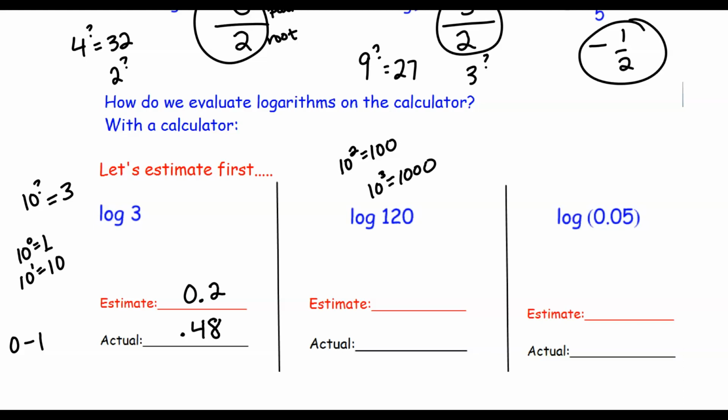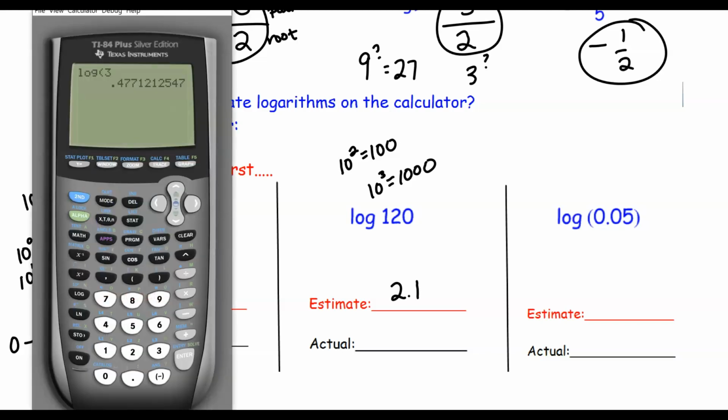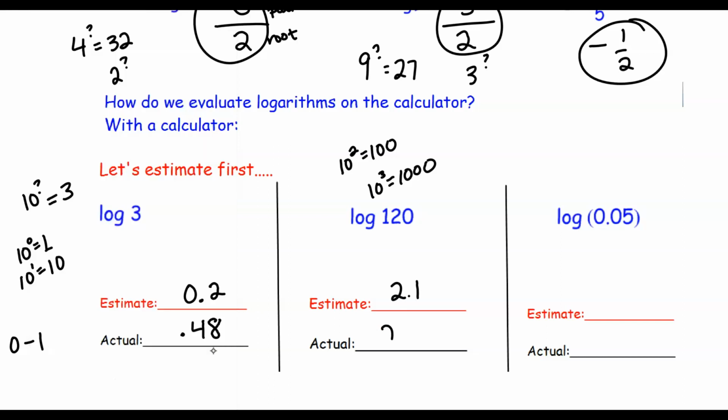Okay, so 10 squared is 100, 10 cubed is 1,000, and 120 is closer to 100, so maybe like 2.1, because it's between 2 and 3. Go ahead and check it out. All right, so that's pretty close, 2.08 that time. So again, a little bit closer.